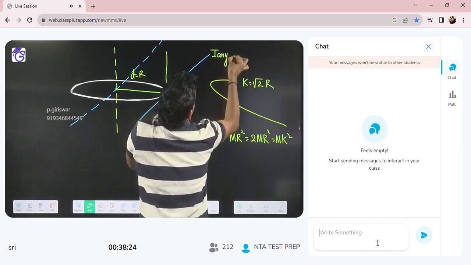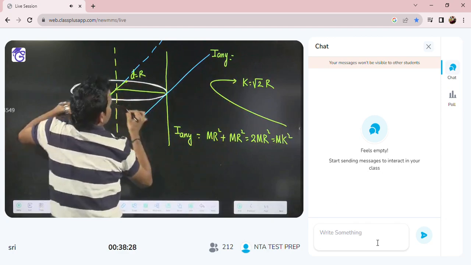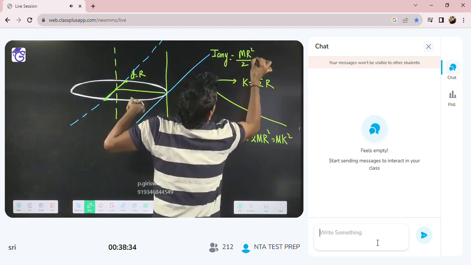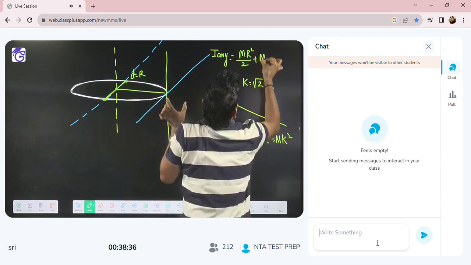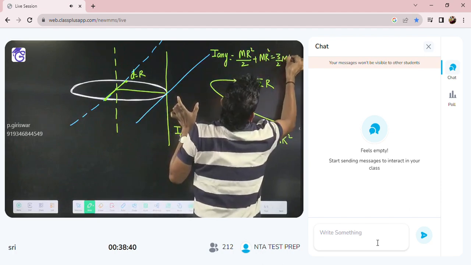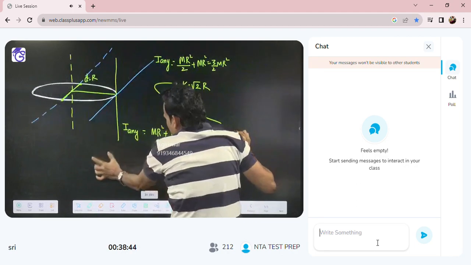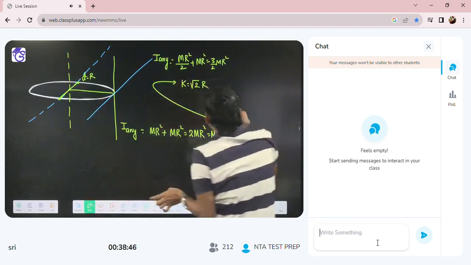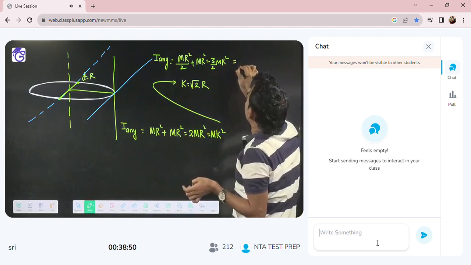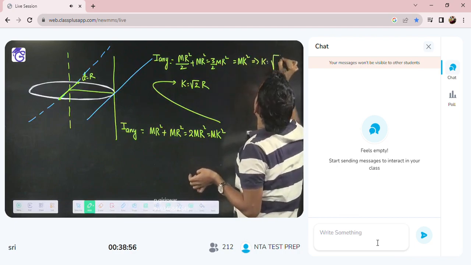Now you can see I_CM is along the diameter, that means it will be MR square by 2 plus MD square. D will again be R, plus MR square. That will become 3 by 2 MR square. If anyone asks you radius of gyration, you can calculate it here also, because many times they ask the K value. If you equate it to MK square, you will get the radius of gyration. K will be coming as under root of 3 by 2 R.